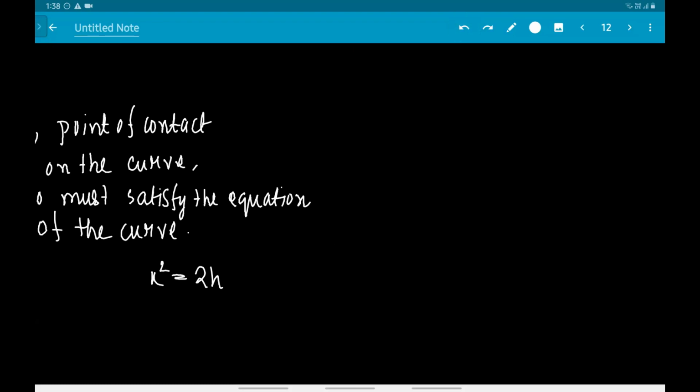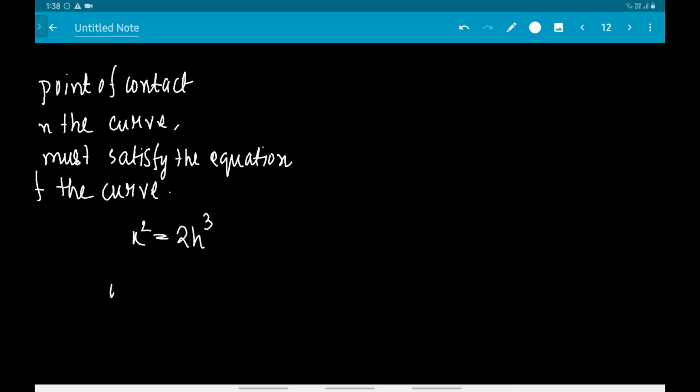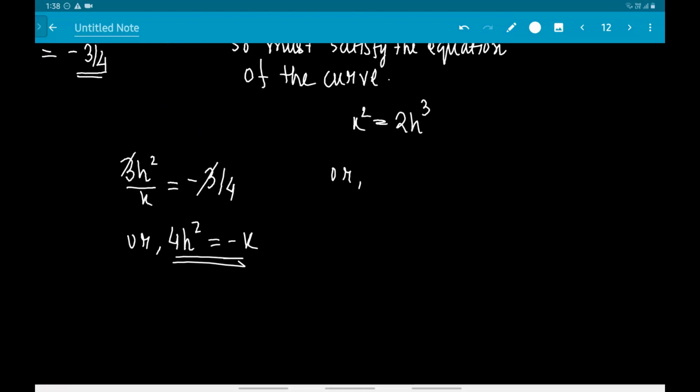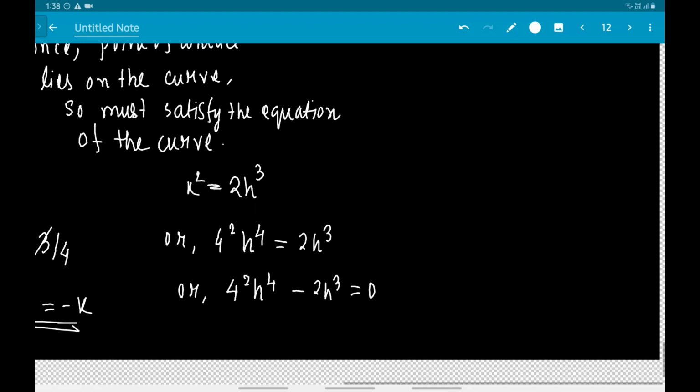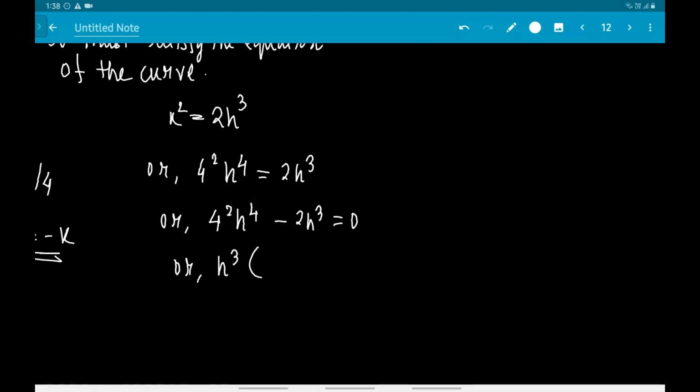Sorry, the curve was given as y squared equal to 2x cubed. So it is k squared equal to 2h cubed. In place of k squared, we have k equal to minus 4h squared, so we can write 16 h to the power 4 equal to 2h cubed. Now if we bring this to the left hand side, 16h to the power 4 minus 2h cubed equal to 0. So we can write h cubed into (8h minus 1) is equal to 0. So h can be either equal to 0 or h can be equal to 1 by 8.